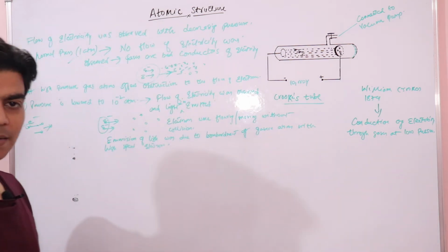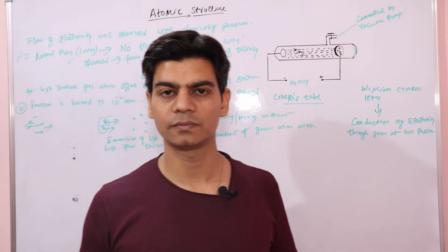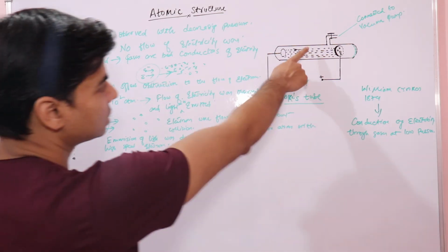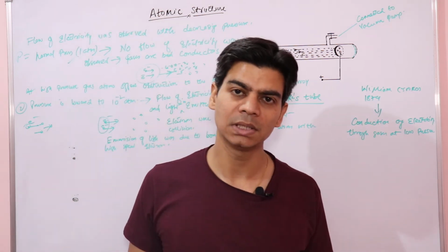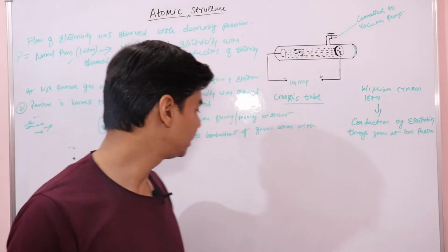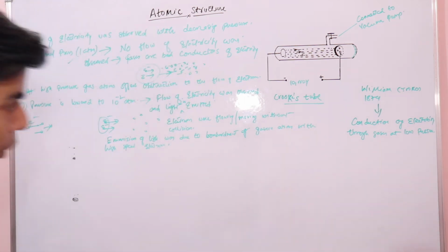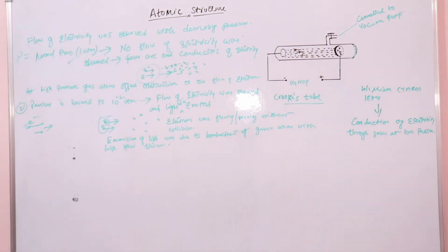And the color of the light emitted will depend on the nature of the gas, or which gas you have taken. If you have taken neon gas, neon gives a reddish orange color. Suppose in this discharge tube you have taken neon gas, so neon gas on bombardment with these high speed electrons will produce orange color. Or it's not orange, I'm sorry, it's reddish orange color.